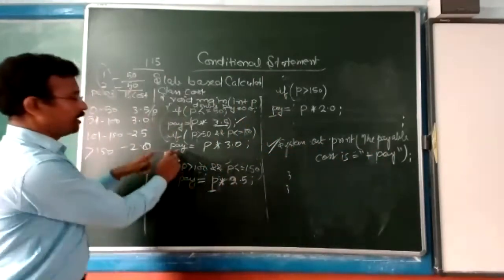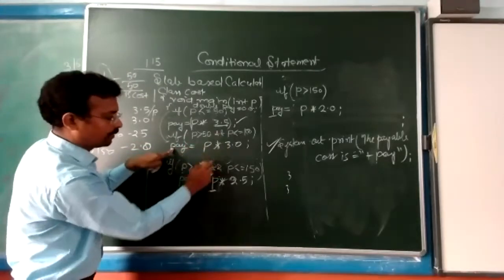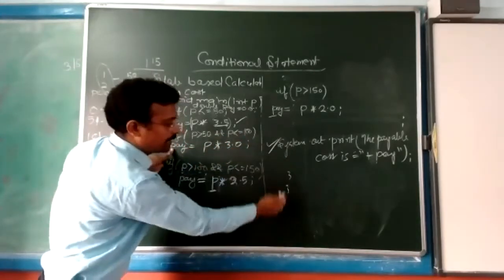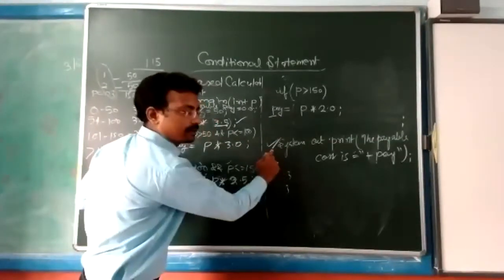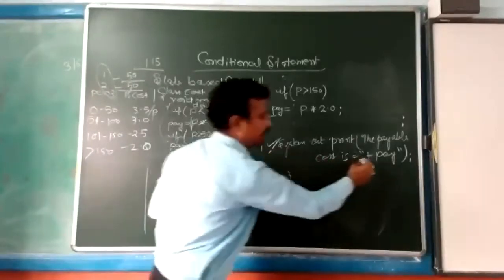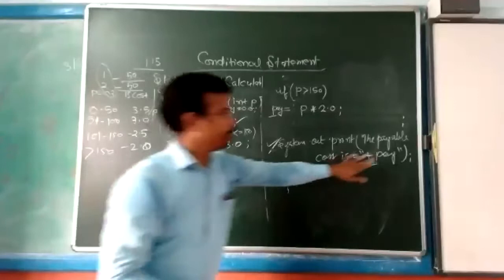Same thing happens when this is calculated. This is calculated, the condition is true. After calculation, control will come outside. Before going out to terminate, this statement will be encountered, and then it will print the payable cost, whatever it is.